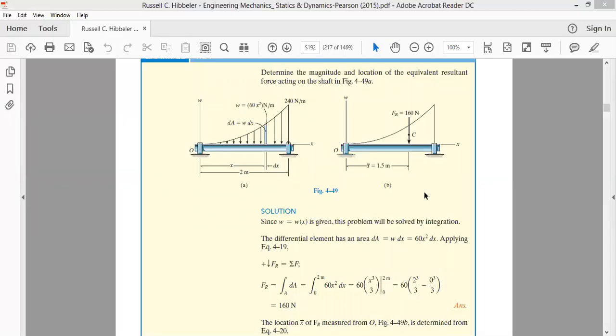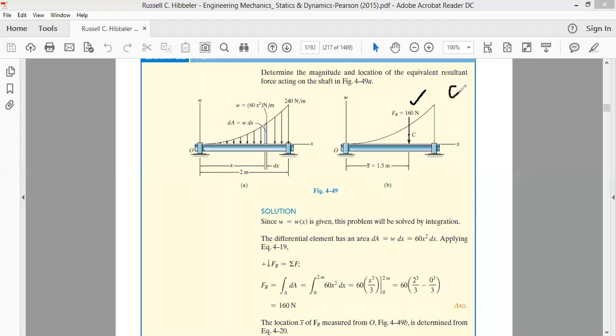In the previous part, we did the first portion of this problem. That is, we were successful in finding the resultant force created by this non-uniformly distributed load, and we said that the resultant force has a magnitude of 160 Newton. Now the question is where this force acts. I said that the force acts at the centroid.